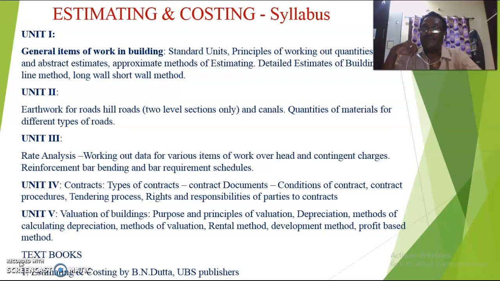Approximate methods of estimation. In the approximate methods of estimation, there are 3 methods. One is called the unit rate method, number 2 is called the plinth area method, and the next one is called the cubical content method.